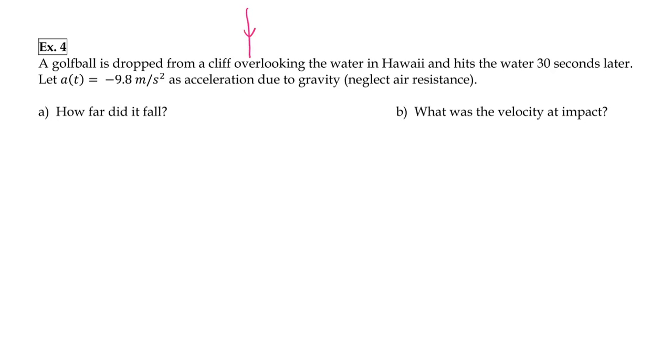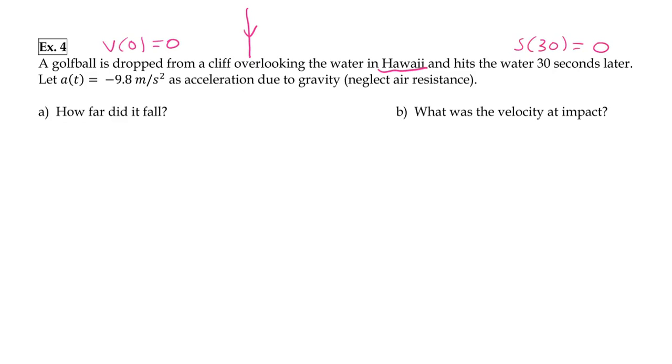So here's our golf ball, and it's being dropped. Because they said dropped and not thrown, we know initial velocity is 0. Oh, and we're in Hawaii. That sounds great. It's actually snowing as I'm recording this right now. And it's going to hit the water 30 seconds later. Okay, so what that means is the position at 30 is 0.